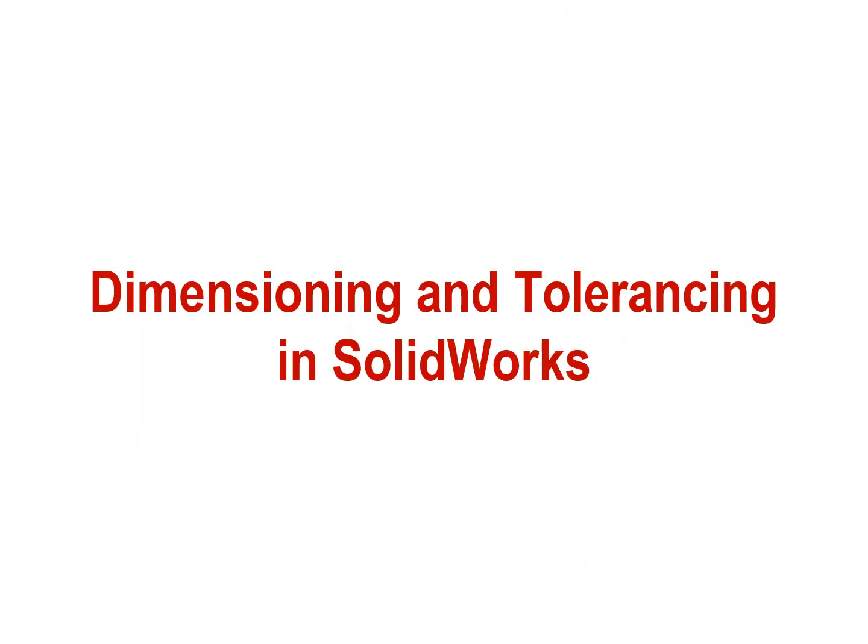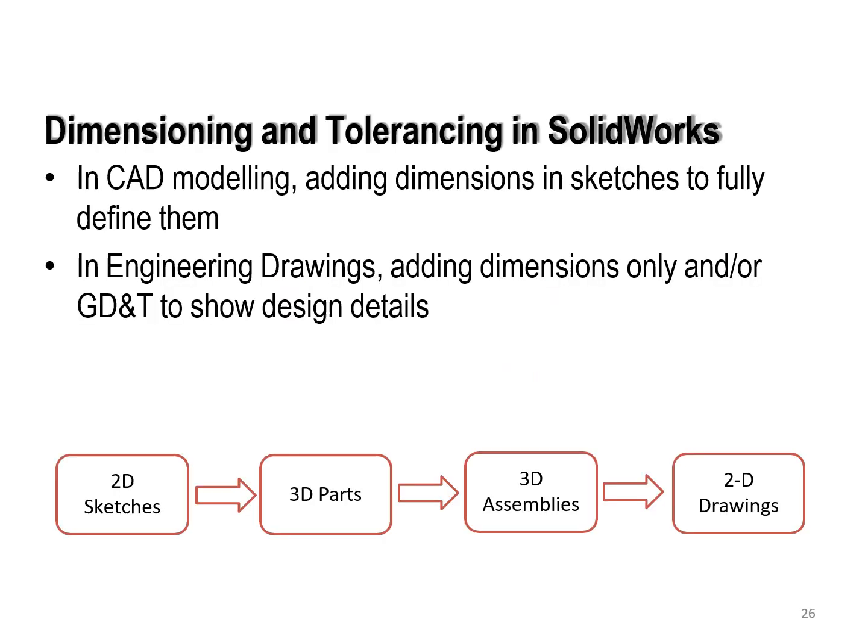So the last part of the lecture today is going to be about dimensioning and tolerancing in SolidWorks. In SolidWorks we learned that we can make engineering drawings. Now we learned how to put dimensions, and now we need to know how to put the tolerancing as well. So, dimension and tolerancing in SolidWorks. In the CAD model, we add dimensions in the sketches only to fully define them. And in engineering drawings, we add all dimensions and all the GD&T to show the design details.